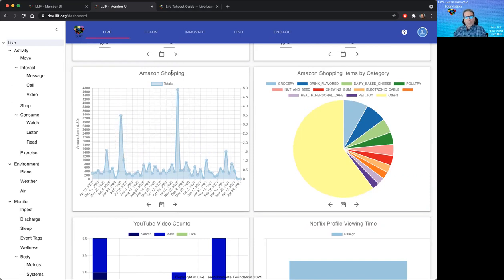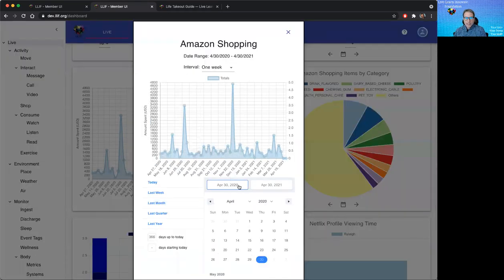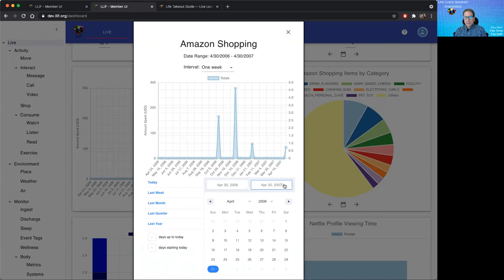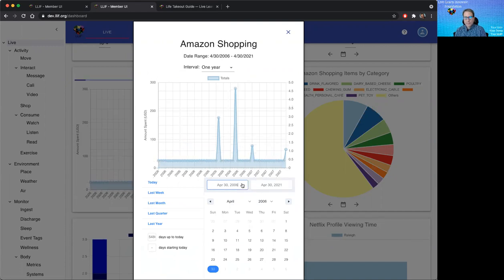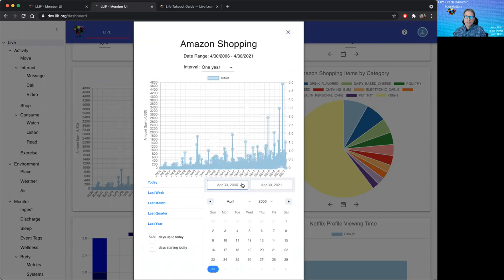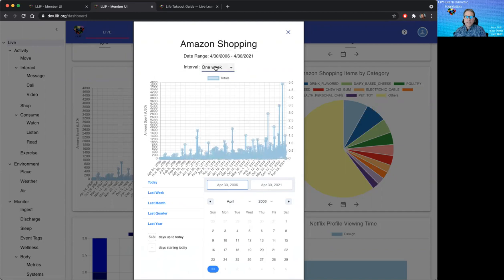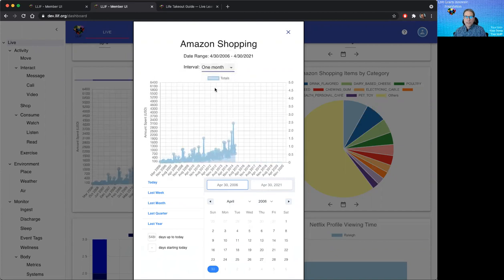So for Amazon shopping, you can see I spend a lot on Amazon. It's actually also the corporate stuff. So here, if I go in, Amazon data started in 2006, and we do have instructions for you to take out your data, but started in 2006, so I can take it all the way to 21, right? So that's like 15 years worth of data, and aggregate it on a weekly basis or a monthly basis.